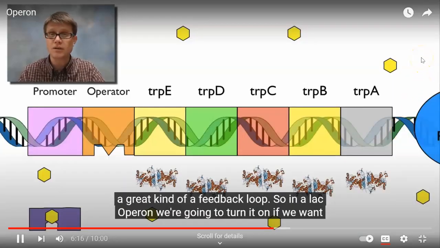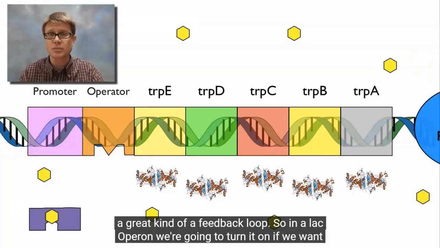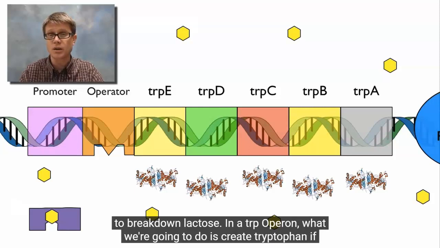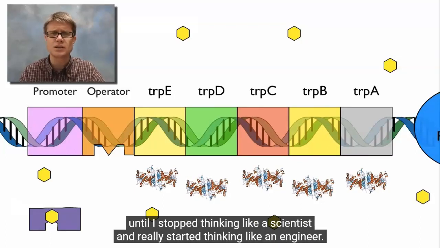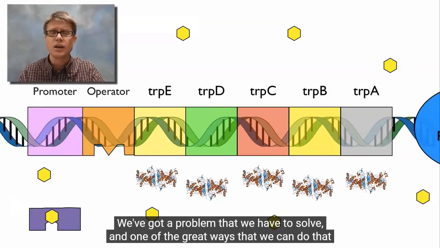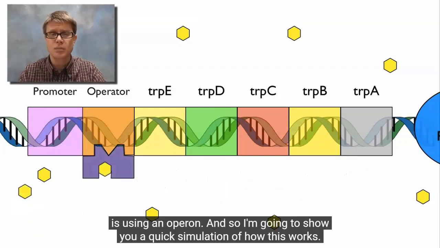And so it's a great kind of feedback loop. So in a lac operon, we're going to turn it on if we want to break down lactose. In a trp operon, what we're going to do is create tryptophan if we don't have it or if it's not present. And I really didn't understand how operons worked until I stopped thinking like a scientist and really started thinking like an engineer. We've got a problem that we have to solve, and one of the great ways we can do that is using an operon.